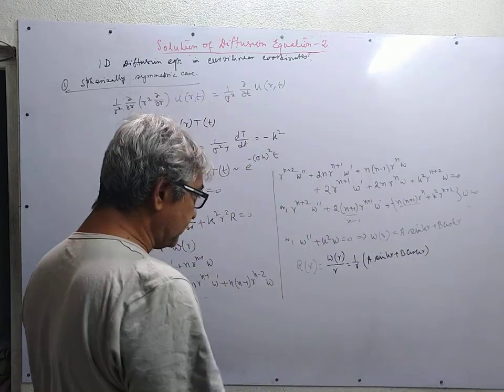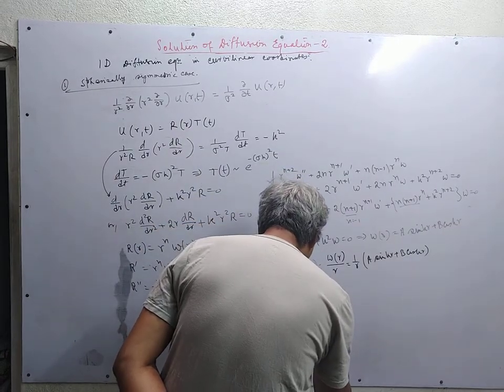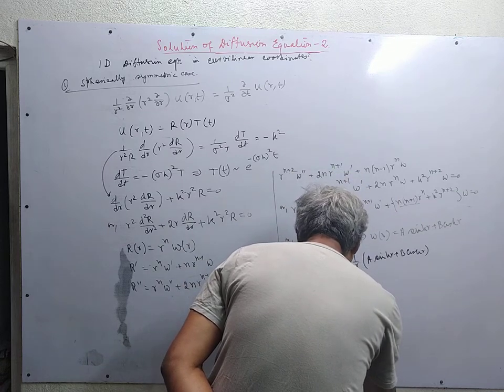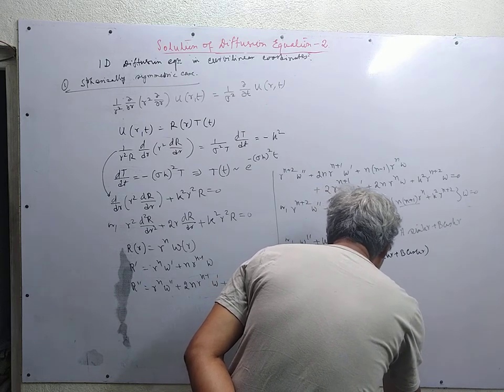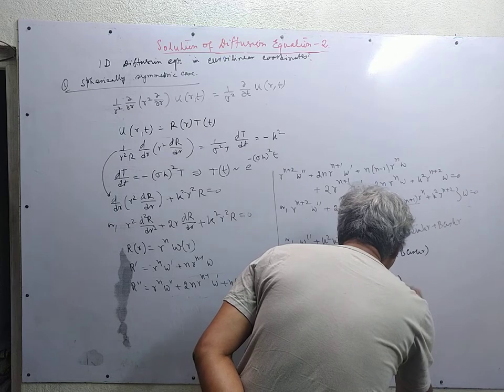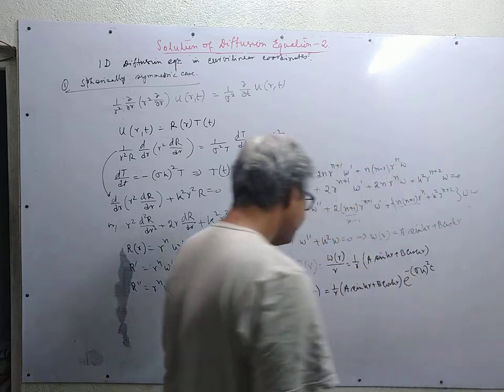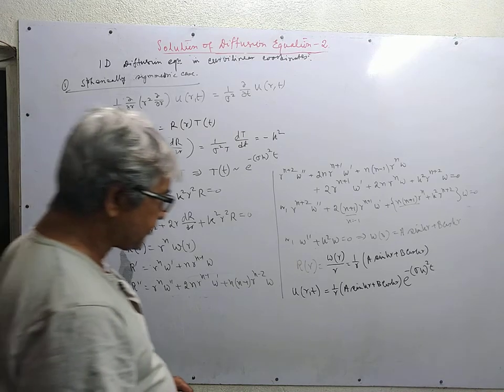So the total solution, which comprises r and t, u(r,t), is equal to 1 upon r (a sin kr plus b cos kr) e to the power minus sigma k square t. Now to move further, we need to know the boundary condition, and if we apply a specific boundary condition, then some simplification can be obtained.